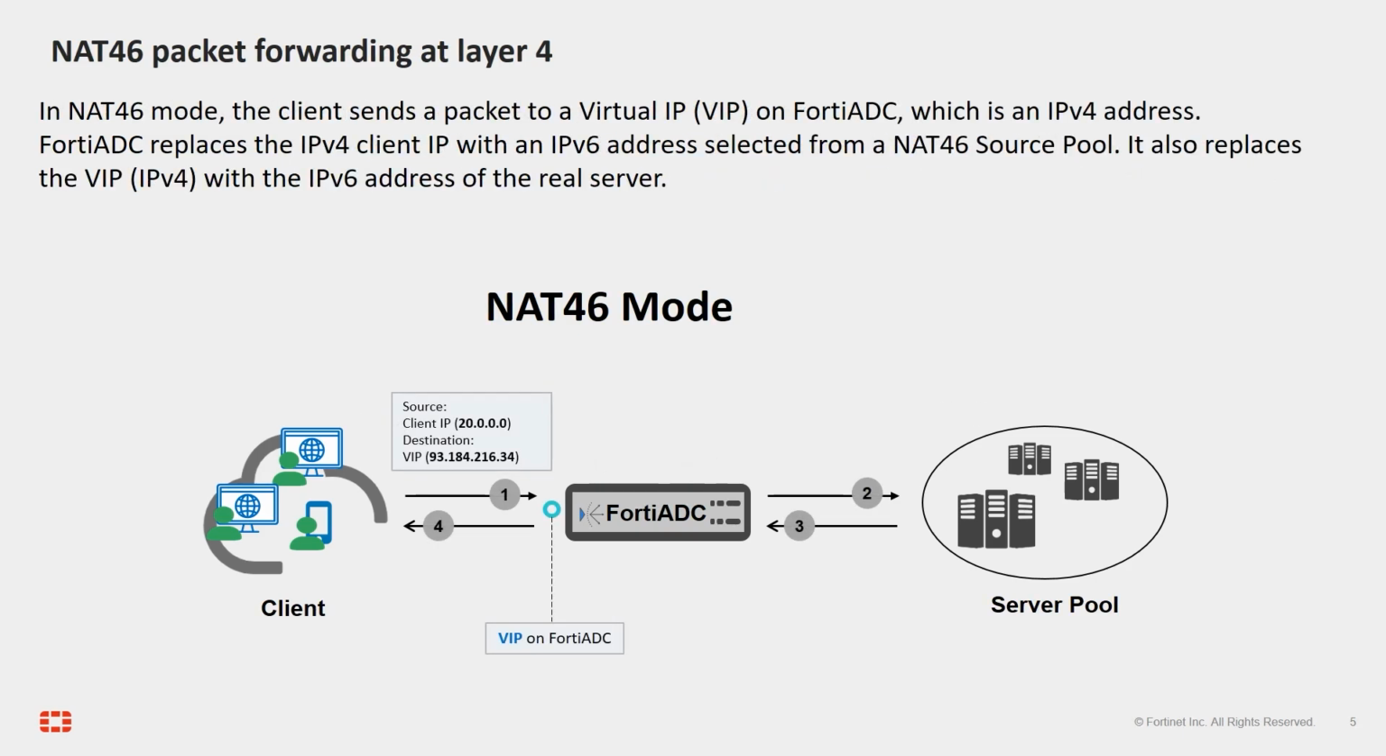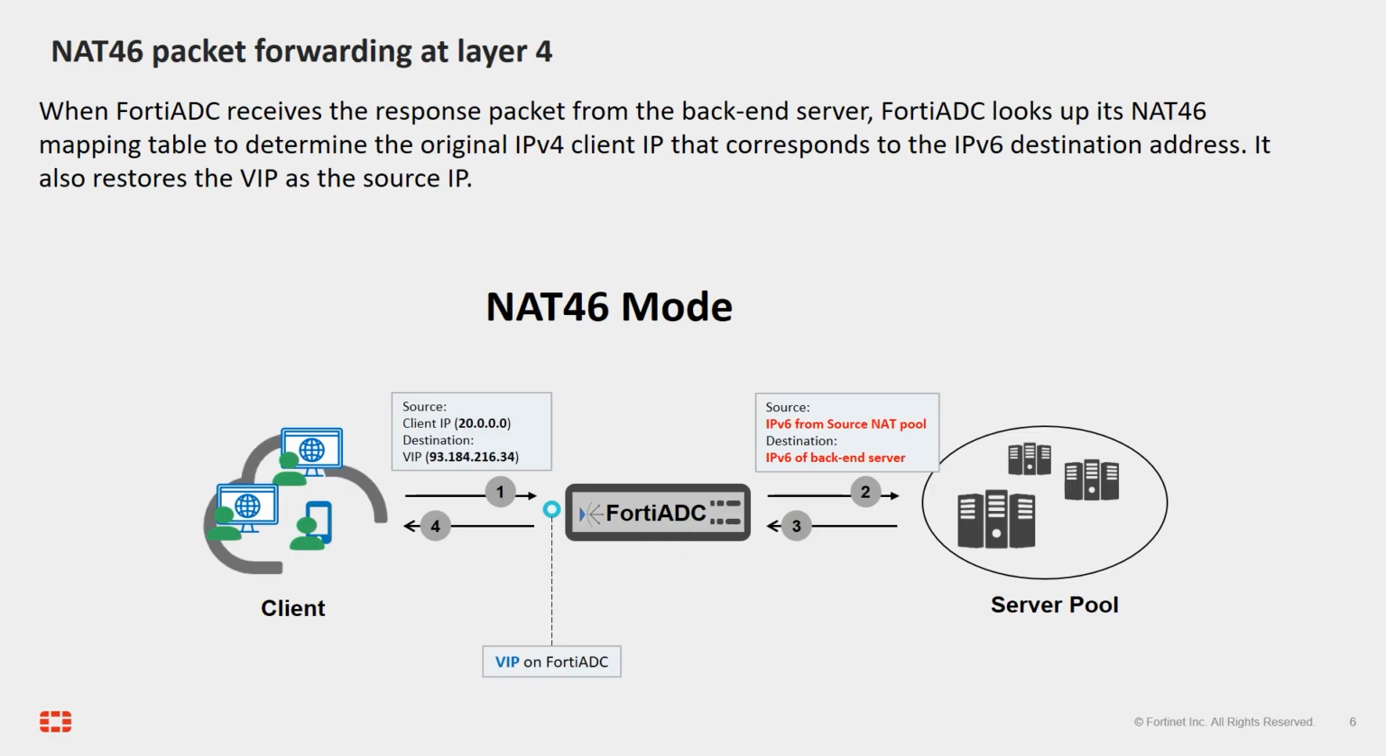In NAT46 mode, the client sends a packet to a virtual IP on FortiADC, which is an IPv4 address. FortiADC replaces the client IP with an IPv6 address selected from a NAT46 source pool. It also replaces the VIP with the IPv6 address of the real server. When FortiADC receives the response packet from the backend server, FortiADC looks up its NAT46 mapping table to determine the original IPv4 client IP that corresponds to the IPv6 destination address. It also restores the VIP as the source IP.